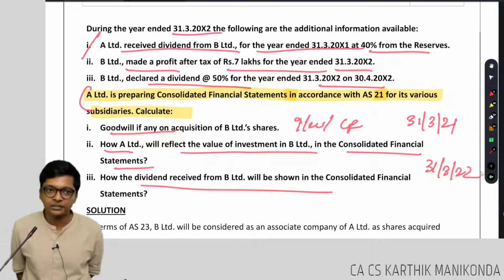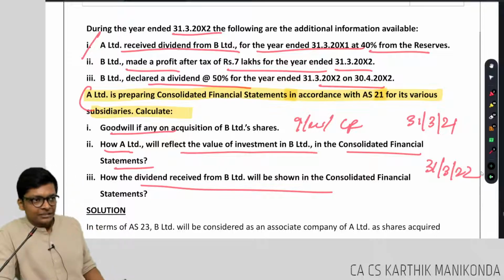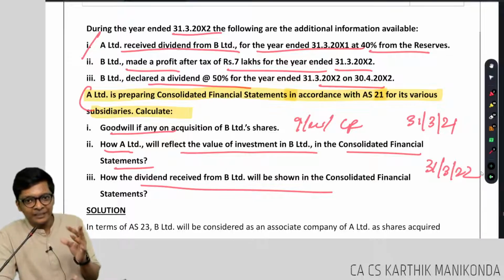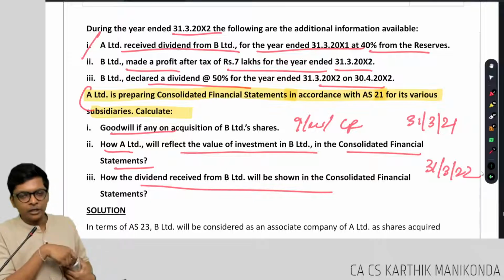Are you following, guys? Can you try doing it? 3 steps. Goodwill, value of investment beginning of the year, value of investment end of the year. Do it, guys, everybody. Let's spend 5 minutes. It's okay. Recording, everybody try it out.